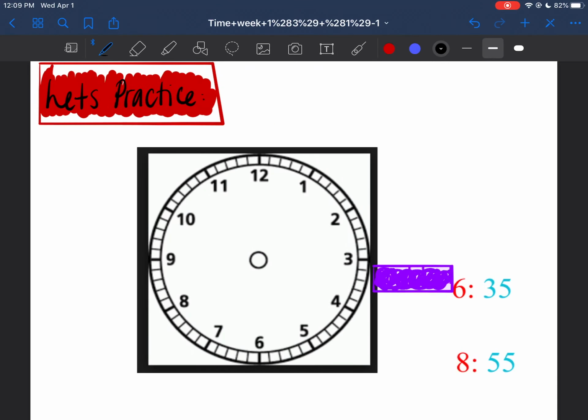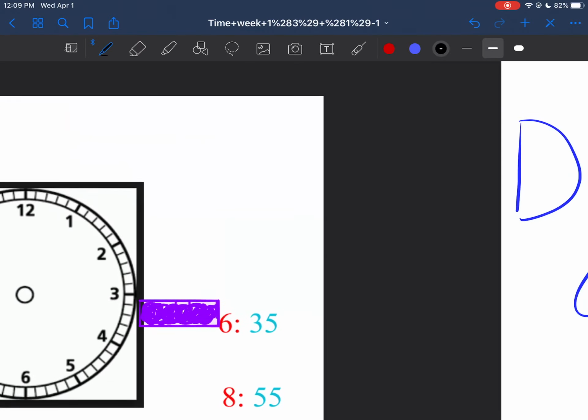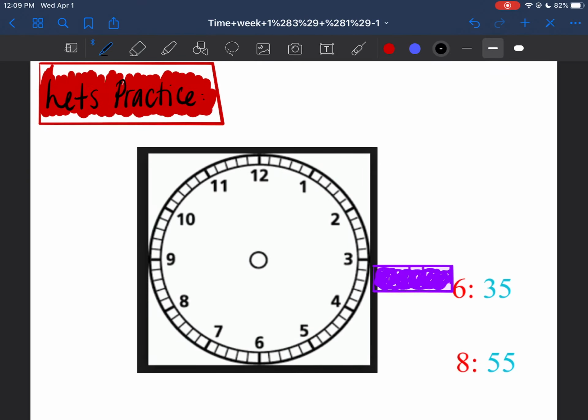All right, we're going to practice with 2 more, and then you're going to have some to do by yourself. Remember, your hour hand is your short hand, your minute hand is your long hand. I want to represent 6:35 first. 6 is my hour, 35 are my minutes. My hour hand is my short hand, so first I'm going to draw my hour hand. I can see that 6 and 7 are here, so my hour hand's going to go in between 6 and 7.